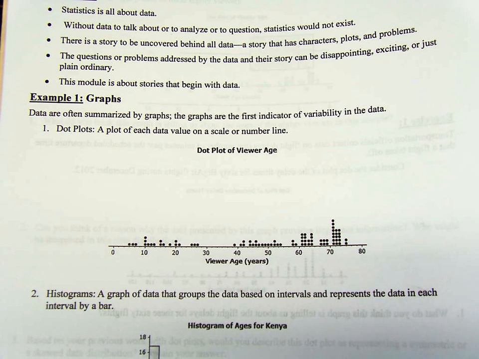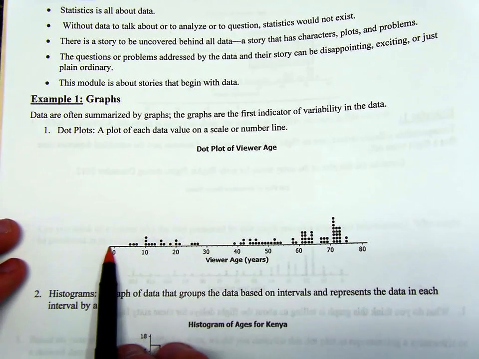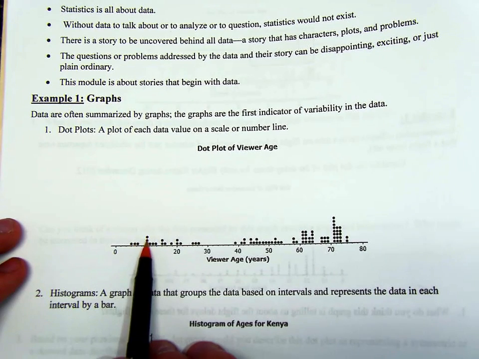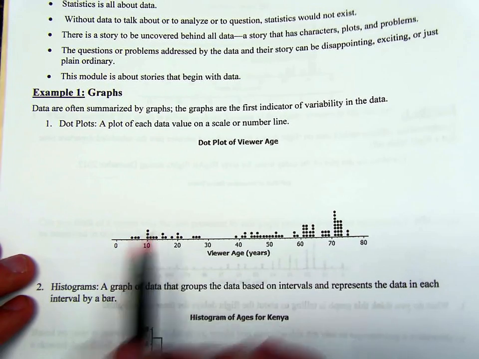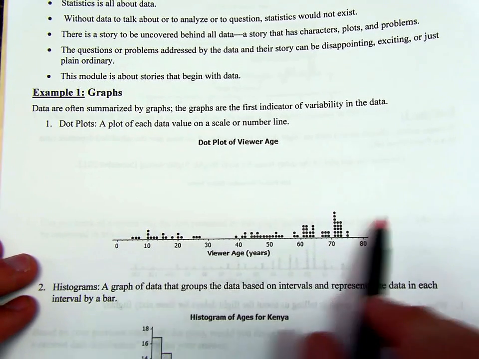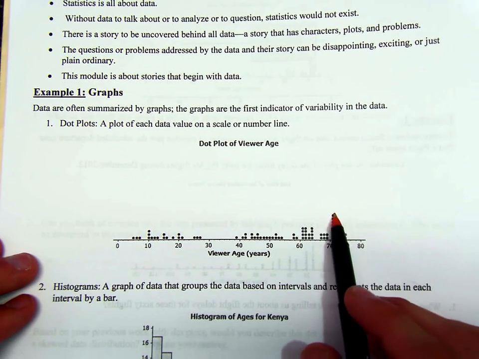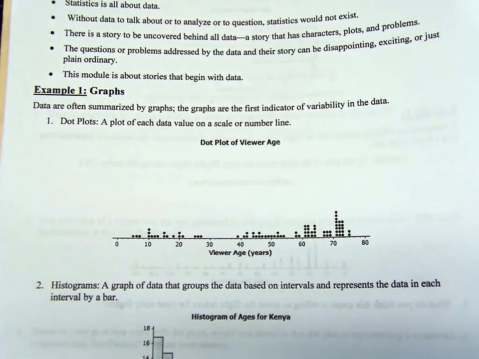So, the first one is dot plots. A dot plot is a plot of each data value on a scale of a number line. So if we have something like this number line down here, and we have all these dots on here, we have dots at specific numbers. So that would mean that there are 3 10s in our data set, or 2 20s. Or here, if we look at about 71, there's all these. What are there? 1, 2, 3, 4, 5, 6, 7, 8. 8 at 71. So that's how many 71s that we have, and so on.